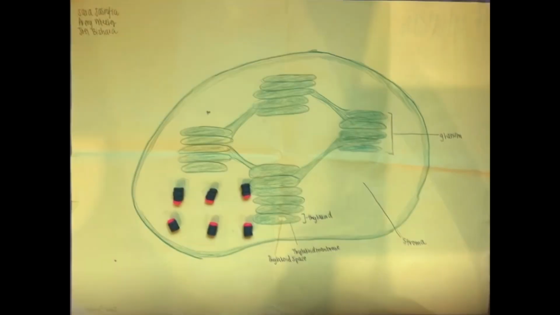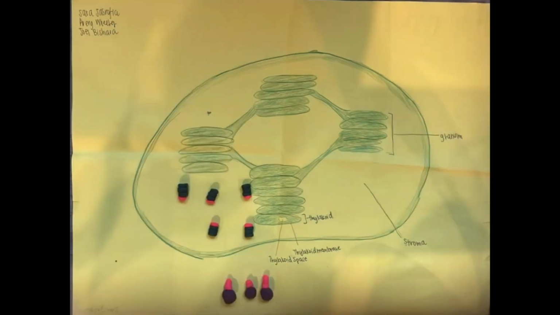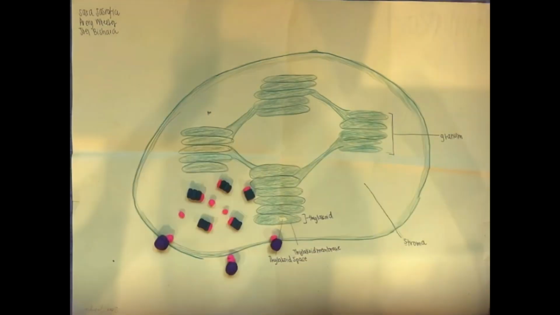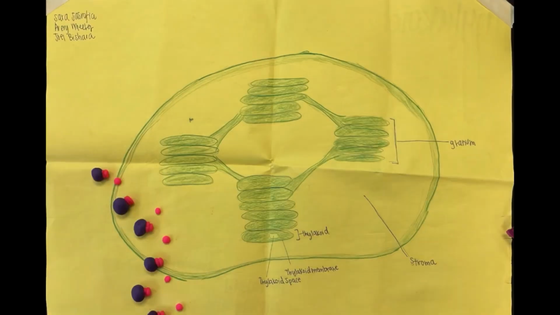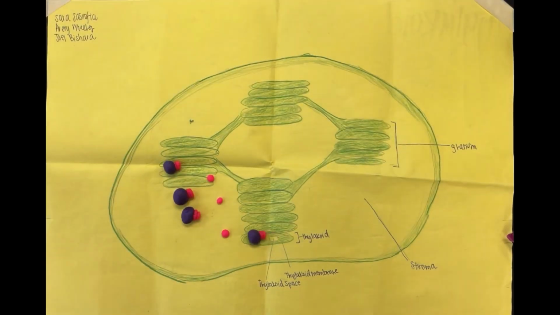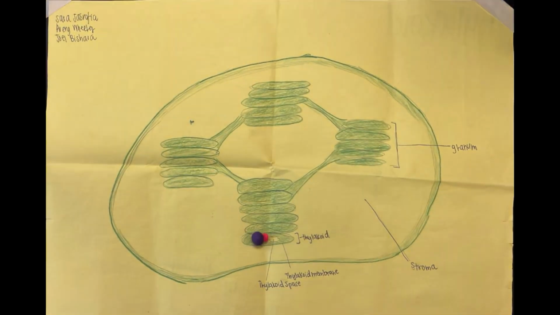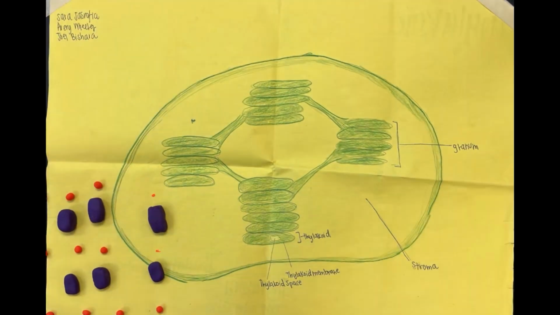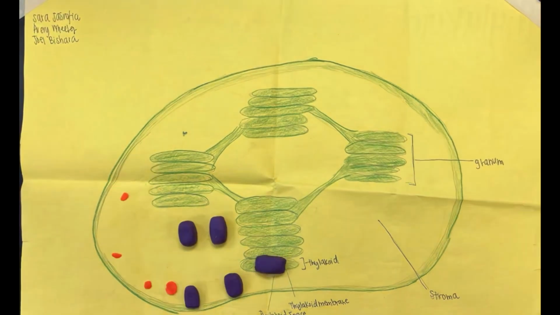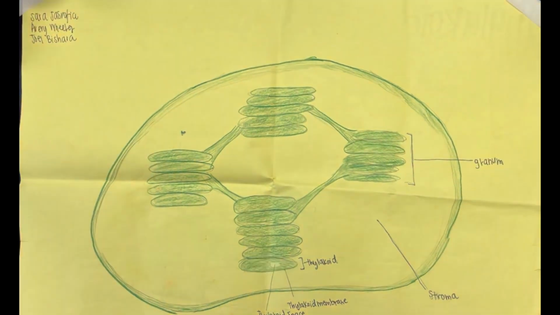After the 6 G3Ps are produced, one comes out and the rest of them are converted back into RuBP using 3 ATP. The ATPs that were used were converted back into ADP and phosphates. These are recycled into the thylakoid to be used for later. The same goes for the NADP and the hydrogens.